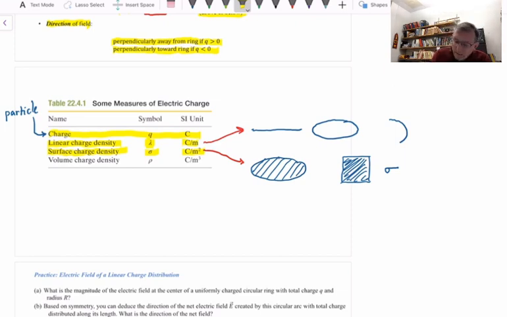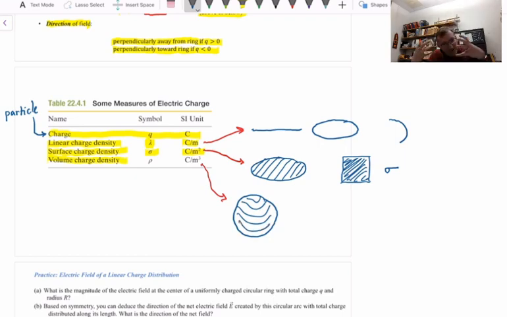And then thirdly, you could have charge smeared out throughout an entire volume. And that starts to get a little bit harder to draw, but that would be something, for example, shaped like a solid sphere. Let me try to denote that, like so. A sphere with material all throughout it. And you've got charge in that material. You've got charge spread out throughout a volume. Or maybe something shaped like a cylinder, with charge smeared out throughout its volume.